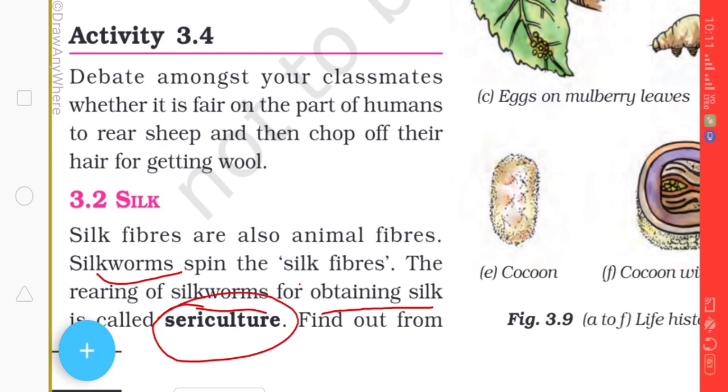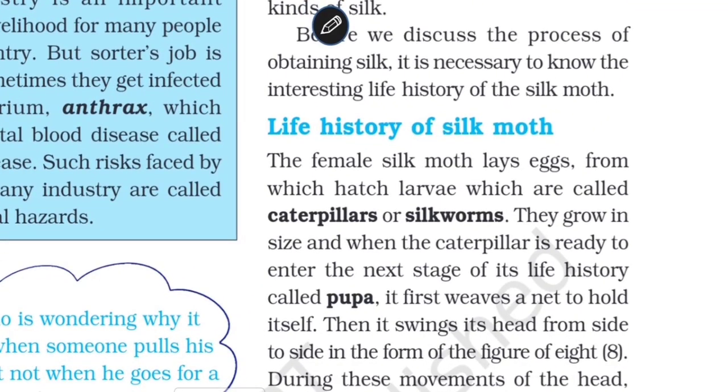Now here, what is sericulture? The rearing of silkworms for obtaining silk is called sericulture. What is rearing again? Rearing means to care for or bring up something until they are fully grown. So in this topic we are taking care of the silkworms until they are fully grown. And why are we doing this? So that we can get silk fiber. The process of rearing silkworms for obtaining silk is known as sericulture.